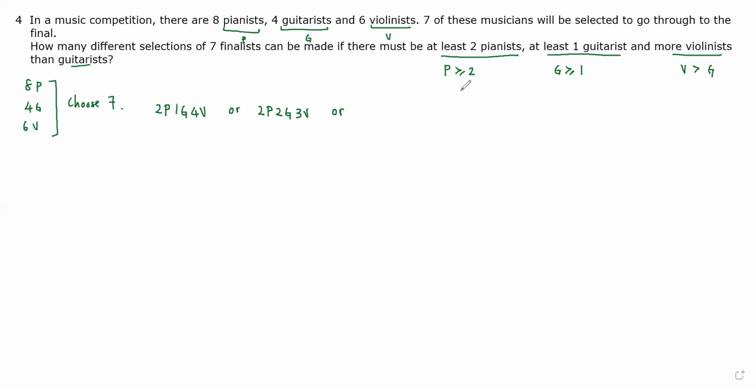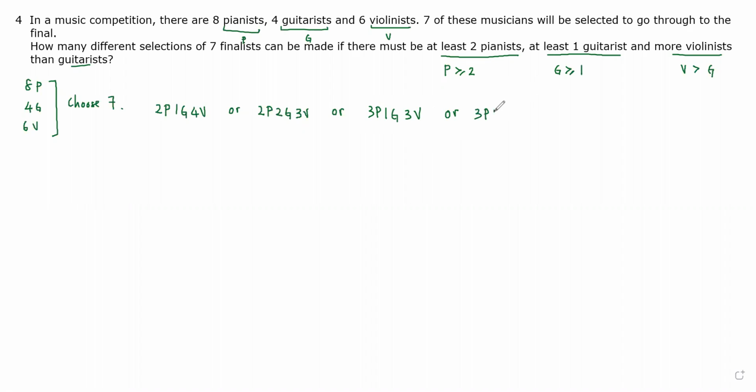So let's try. If we increase the number of G further, we have 2P, 3G, and there are 5, so that means you have 2V. But V must be greater than G, so that is not a valid selection. It doesn't satisfy the condition. We are done with 2P. We increase the number of P to 3. We have 3P now. Then you have 1G. 4 of them, so you must have 3V. So the number of V is greater than the number of G. This is fine. So now we increase the number of G.